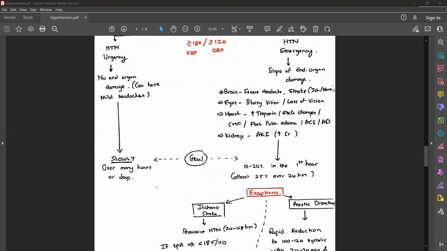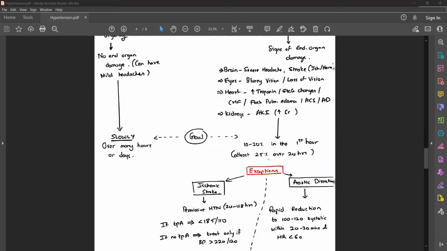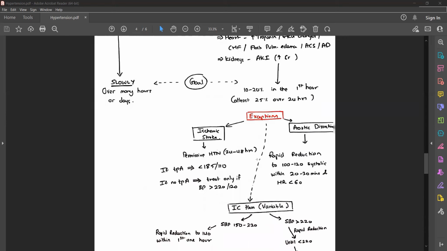When it comes to hypertensive emergency, you have to quickly drop the blood pressure at least 10 to 20% in the first hour and at least a total of 25% within the first 24 hours. The only exception here is a patient having ischemic stroke, because in ischemic stroke, you're going to go with permissive hypertension to help with the perfusion in the brain up to at least 24 to 48 hours, unless the patient is a candidate for TPA. If you're about to give TPA, you have to drop the pressure to a little lower than 185 over 110. If the patient is not a candidate for TPA, then you can keep them at a higher blood pressure unless the pressure is more than 220 over 120. If it's more than 220 over 120, then you're going to bring it down and keep them there.